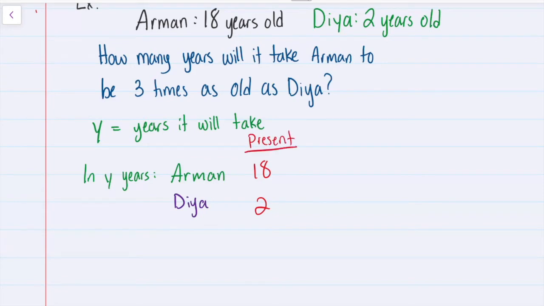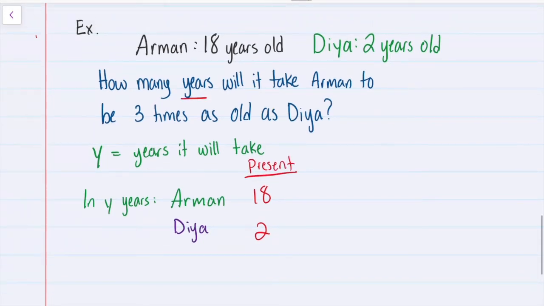Well, what are they asking? How many years will it take for Armand to be 3 times older as Dia? Are we going to go to the past, the present, or the future? We are going to the future. Now, did they tell you how many years they want to pass? No. Well, we know it's going to be the same amount of years for both, correct? Because time moves the same for both.